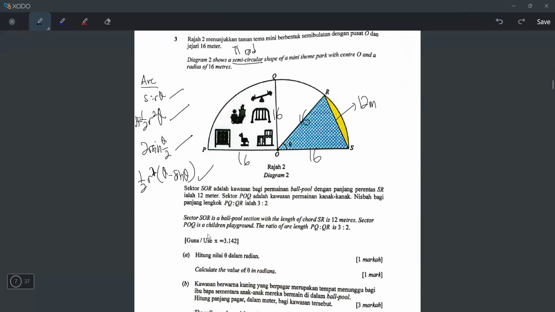So sector POQ is a children playground. Sector POQ, where is it? POQ. So this one is the playground, I call it CP, children playground. The ratio of PQ to QR is 3:2. So PQ the ratio is 3, QR the ratio is 2, and it's the ratio of arc length, 3:2. Question A, they say calculate the value of theta in radians. So theta, where is it? It's here, right? So let's see how to find the value of theta.